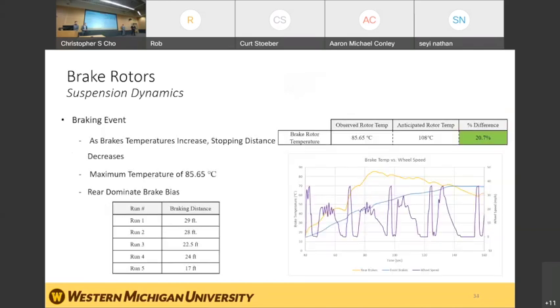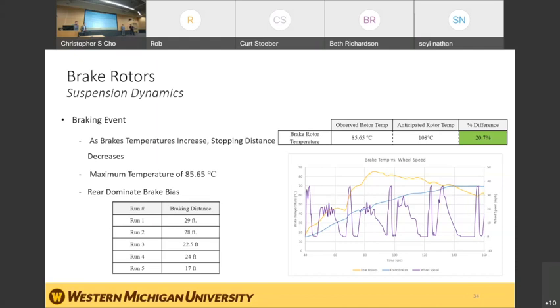So during a braking event, we monitor our brake temperatures, and we found that as your braking temperature increased, your stopping distance decreased, as you can see depicted in this chart here for our 5 runs. This shows that our braking performance was doing the appropriate job that it was designed around, and was in fact working in the application we need. It was also found that the maximum temperature was 85.6 degrees Celsius, compared to the anticipated rotor temperature of 108 degrees Celsius, which is roughly a 20% difference.